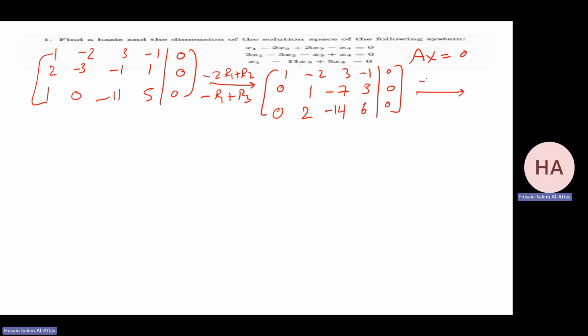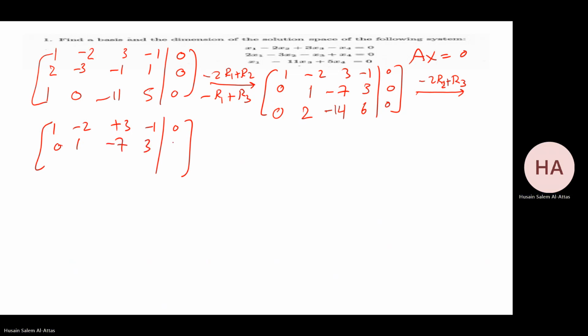Now we have minus 2R2 plus R3. That gives me what? This is plus. This will be the same. Now, multiply by minus 2 and add, that will be 0. Minus 2 and add, that will be 0. Minus 2 and add, that will be 0. So this is what I have.